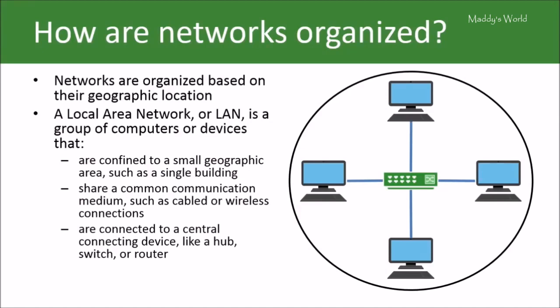All right, so how are networks organized? Like we have all these devices around the world. How are they organized with one another? Not just around the world, but also inside of the same building. They're organized based on their geographic location, or where they are in the world, in a building or in a city. A local area network, or a LAN, is simply a group of computers or devices that are in the same small geographic location, like a school or a small office.